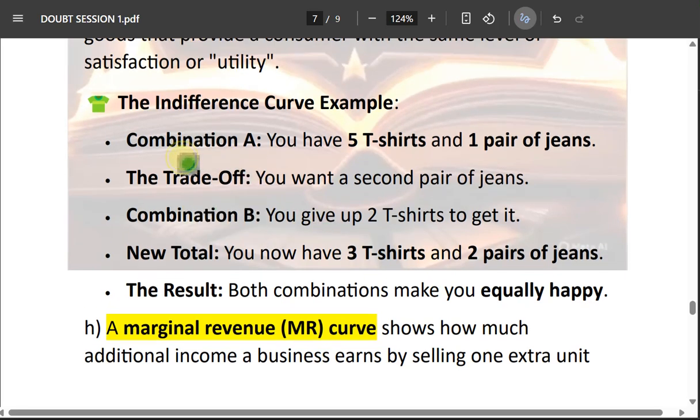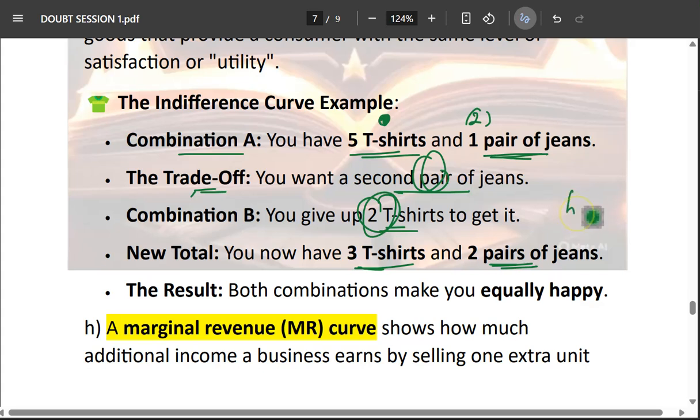See, the first combination: we go to a shop and you have five t-shirts and one pair of jeans. This is your first combination. The trade-off: what is meant by trade-off? It means giving up. You want a second pair of jeans, meaning two pairs of jeans, but you have to give up some t-shirts. So in combination B, you give up two t-shirts and get one more jeans. So you now have three t-shirts and two pairs of jeans. Since you wanted a second pair of jeans, you gave up two t-shirts.